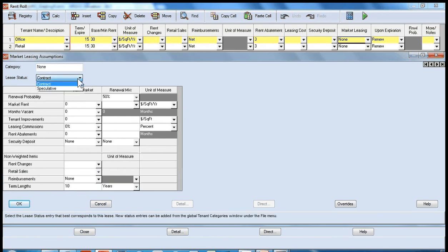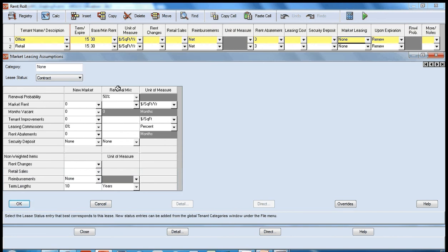The lease status I have as contract, although it doesn't matter because I'm not going back to market with this lease. But here you can set what the new market for a new tenant coming in would be should a lease expire. You can set the market rent, months vacant, what the tenant improvement would be, leasing commissions, rent abatements, which we've looked at most of these before. I'm going to go ahead and talk about leasing commissions in just a minute, but we'll come back to it.